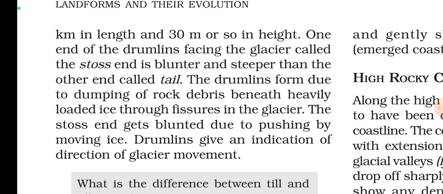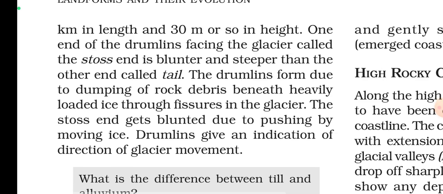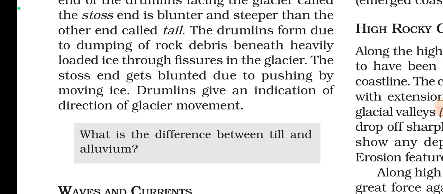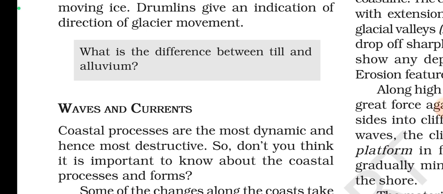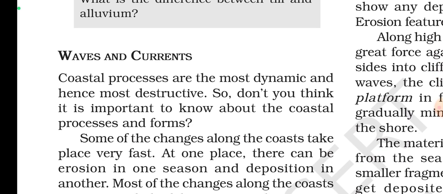One end of the drumlins facing the glacier, called the stoss end, is blunter and steeper than the other end called the tail. The drumlins form due to dumping of rock debris beneath heavily loaded ice through fissures in the glacier. The stoss end gets blunted due to pushing by moving ice. Drumlins give an indication of direction of glacier movement. What is the difference between till and alluvium?